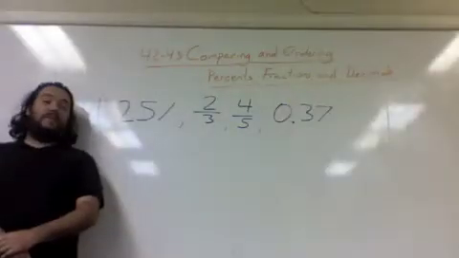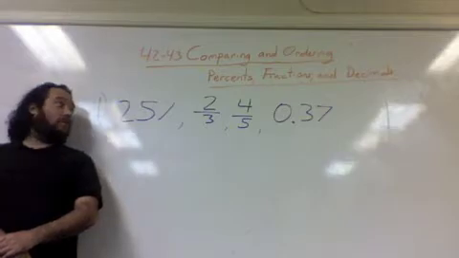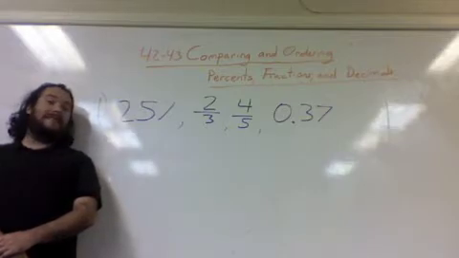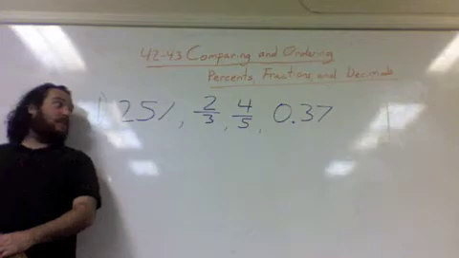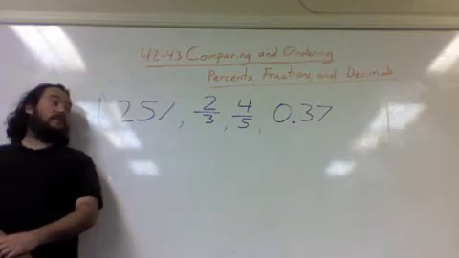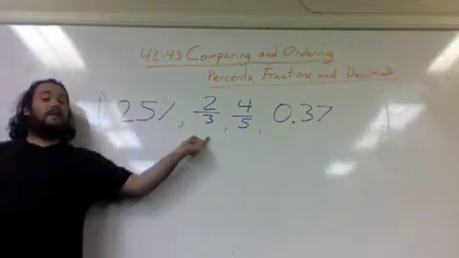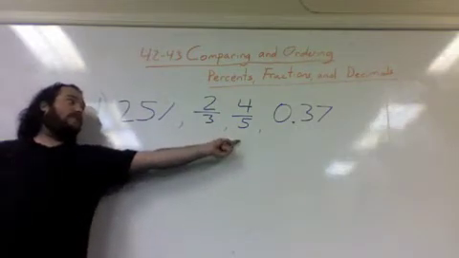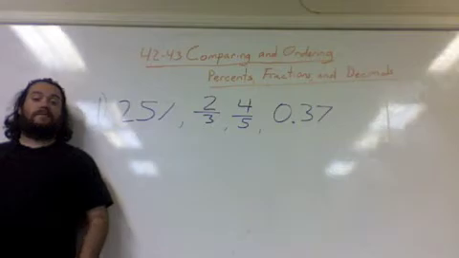Okay, here's a problem for you to try on your own. I want you to put these numbers in order from least to greatest. You've got 4 numbers up here. I want you to put them in order from least to greatest. That's 25%, 2/3, 4/5, and 37 hundredths. Pause now, and when you hit play, I will show you how to solve this.